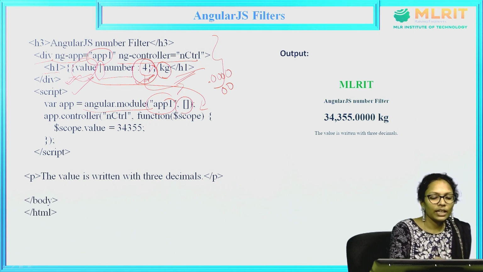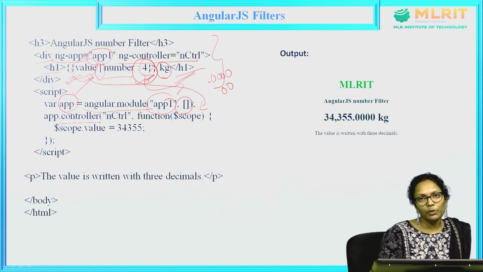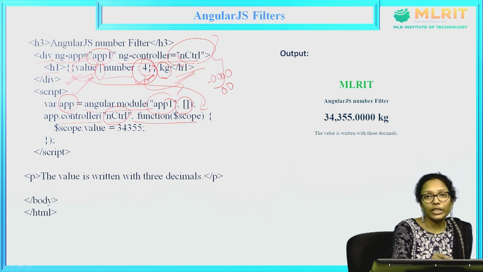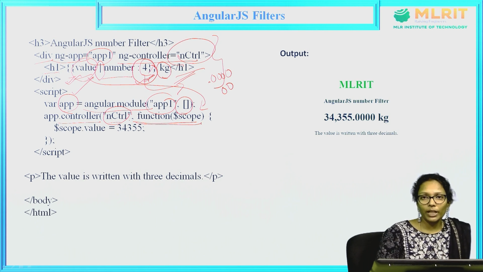The second one is the empty array. So for this app, for this module, I am applying a controller. So app.controller, which will take 2 parameters again. The name of the controller is nControl, which is same as your ngController. And the second parameter is a function with 1 parameter $scope.